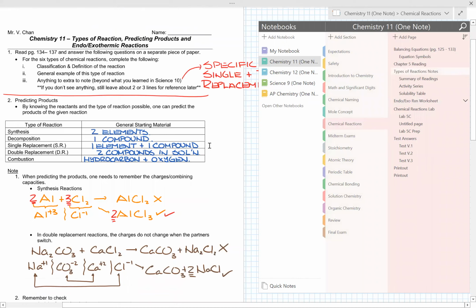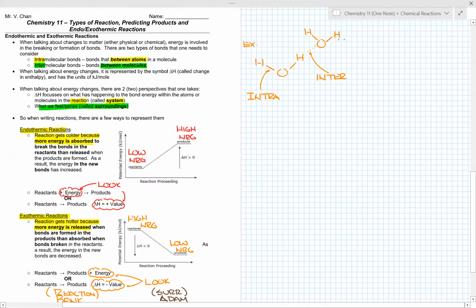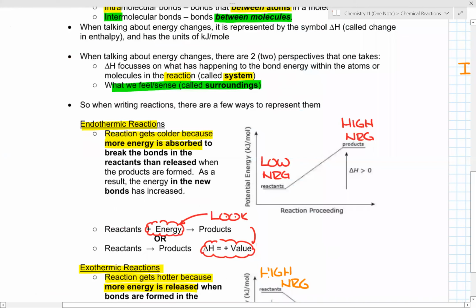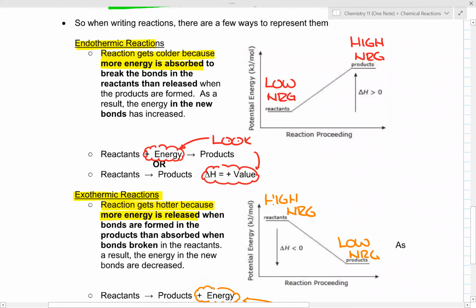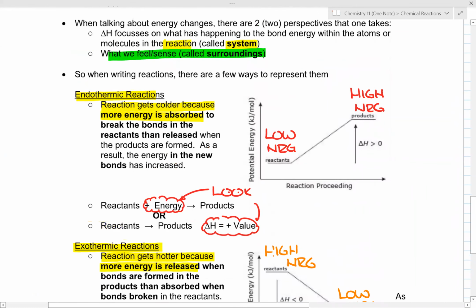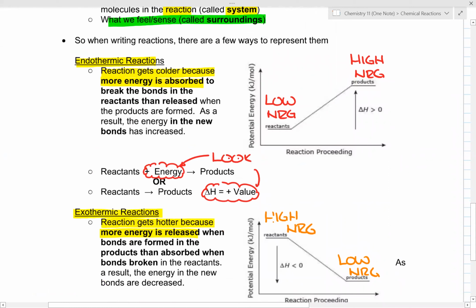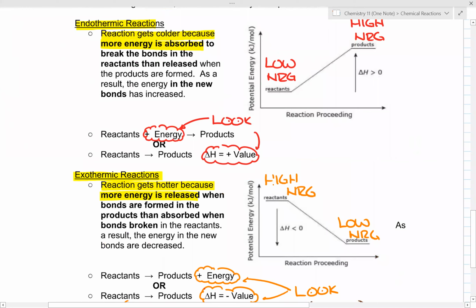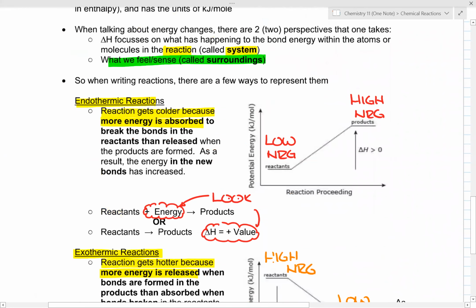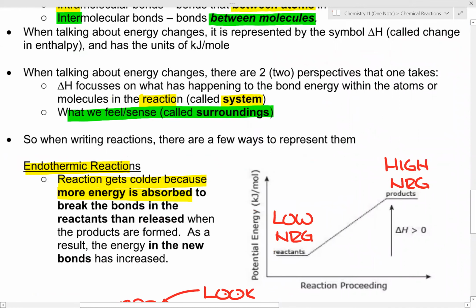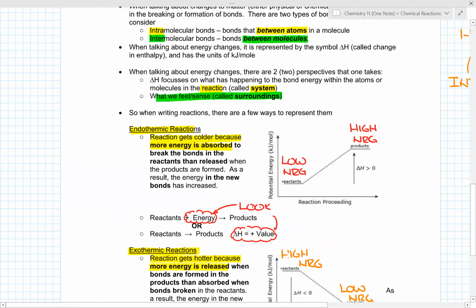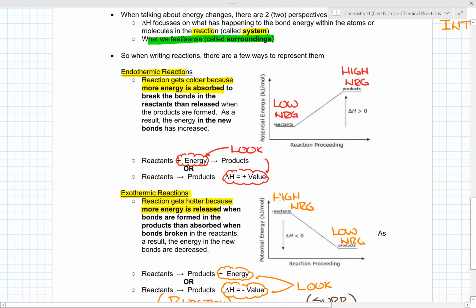I think in my notes here, if I scroll down, okay, we talked about endo and exothermic reactions when we talk about chemical reactions. And you were introduced to something called the delta H, whether delta H is positive or negative, depending on whether it was exo or endothermic. And you were introduced to something called the system and the surroundings. Now, these set of notes were what I had given in regular Chem 11. So if you were in my class, you should have a copy of these notes.